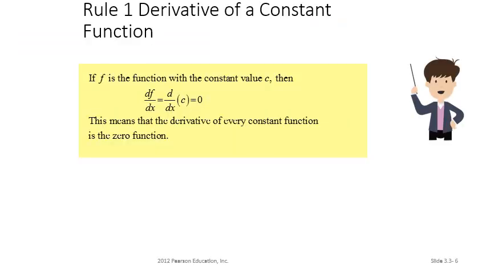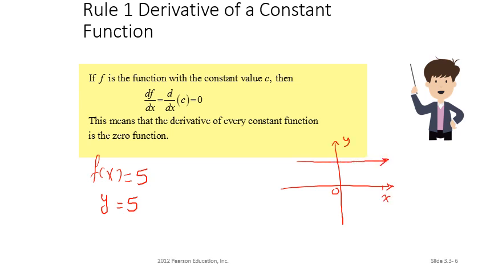First rule: the derivative of a constant function. If f is a function with the constant value c, then the derivative is equal to 0. As all of you know, if f of x is equal to 5, it's the same as y is equal to 5. If you represent y equal to 5 in the coordinate plane, it is a straight line parallel to the x-axis that passes through the point y equal to 5. So this is the straight line y equal to 5.